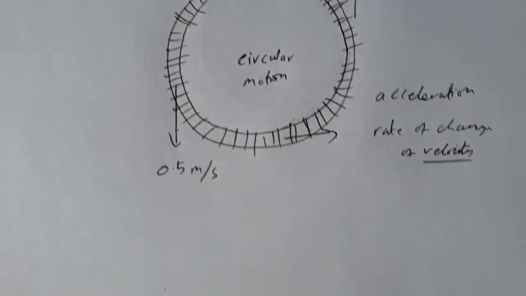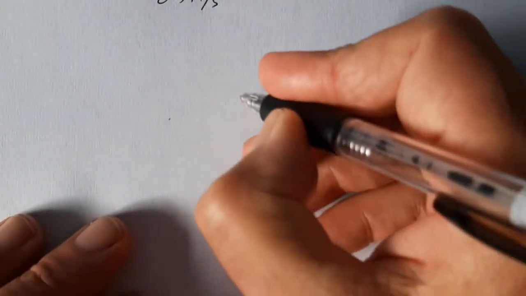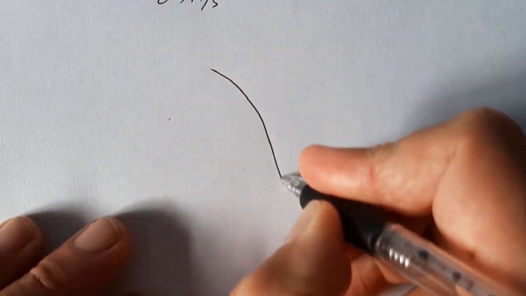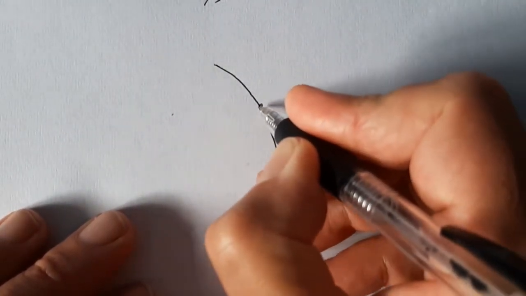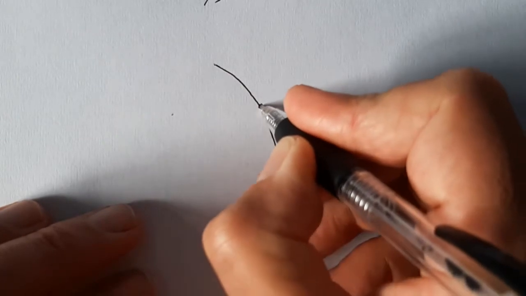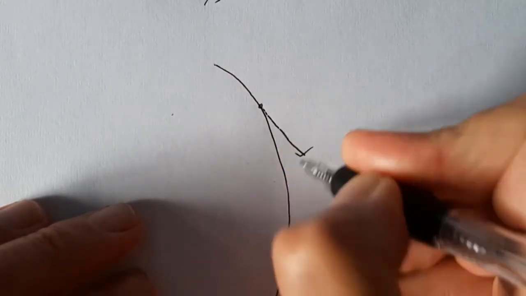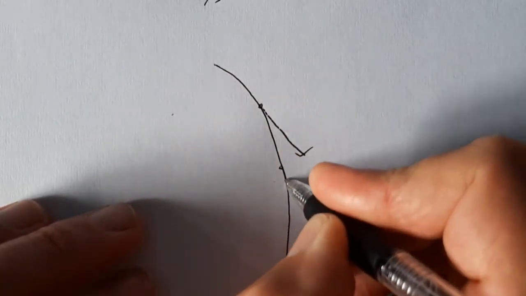Just going to try and draw a little vector diagram to illustrate that. So here's a section of a curved path, and the velocity at any point is a tangent, isn't it? Like that.